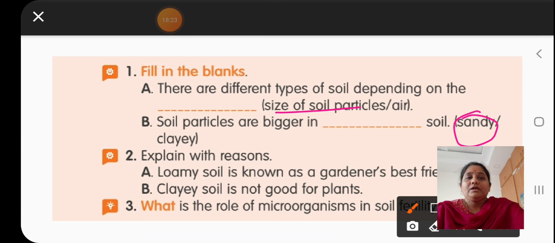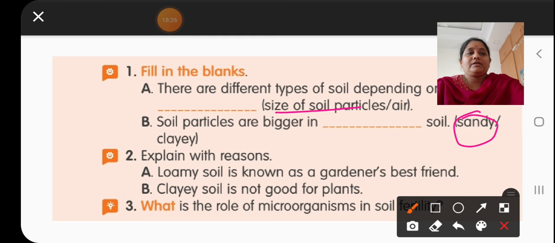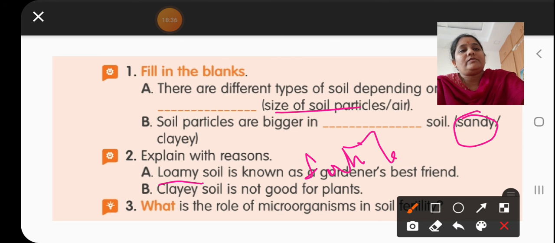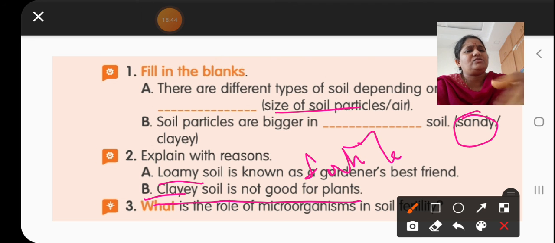Now the third one: explain why loamy soil is known as the gardener's best friend. Because loamy soil is a fertile soil that can hold enough water with good humus. So it is the gardener's best friend. Clayey soil is not good for plants, because clayey soil holds more than enough water, so plants can't fix their roots firmly in that soil.